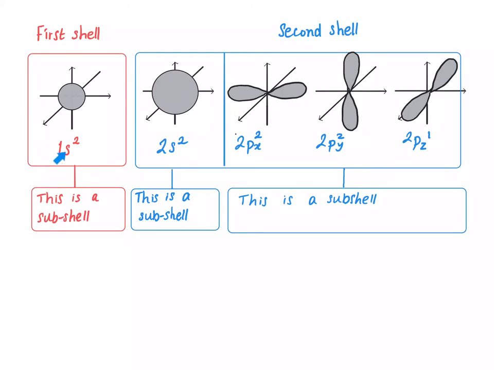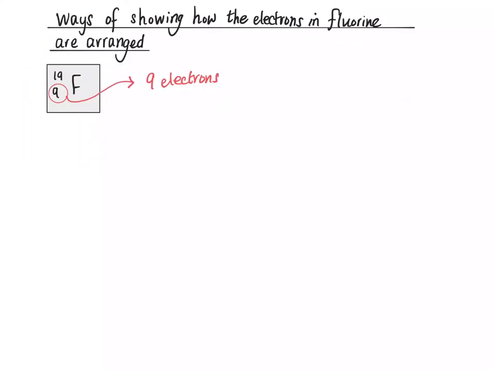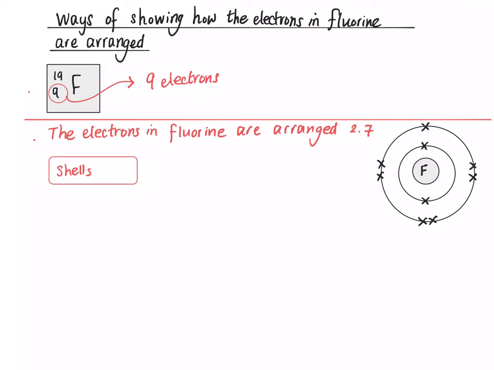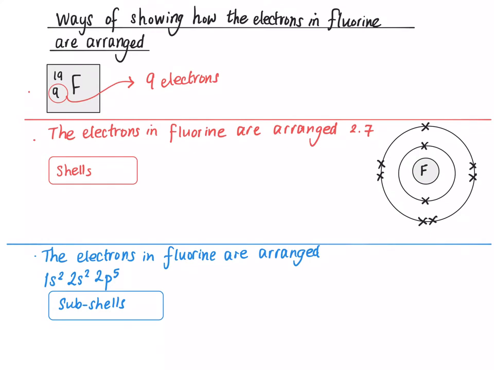So the 1s is a subshell, the 2s is a subshell, and the 2p is a subshell. So there are different ways of showing how the electrons in fluorine are arranged. We can say that fluorine has 9 electrons. We can be a bit more sophisticated and use shells and say that electrons of fluorine are arranged 2 electrons, then 7 electrons. We can go a bit further and say that inside this shell and inside this shell there are subshells, and the electrons of fluorine are arranged 1s2, 2s2, 2p5. This is describing it in terms of subshells.